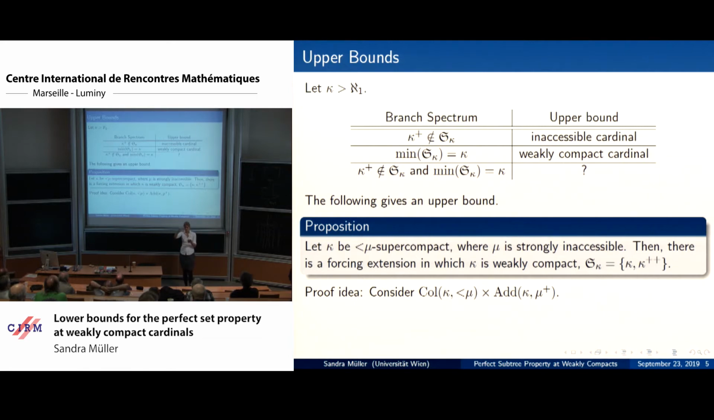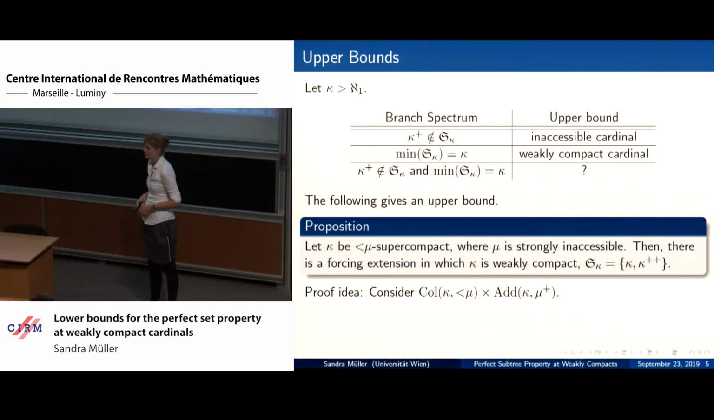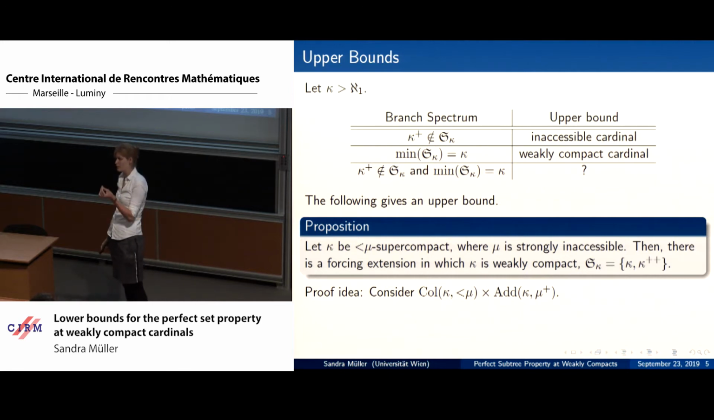Then we can collapse mu to be the successor of kappa. And this is going to give us a situation where this holds. So if we consider the Levy collapse of mu to kappa, and then we just add some subsets in the end, then in a forcing extension we can preserve the weak compactness of kappa, and at the same time get that the branch spectrum is actually just kappa or kappa double plus.